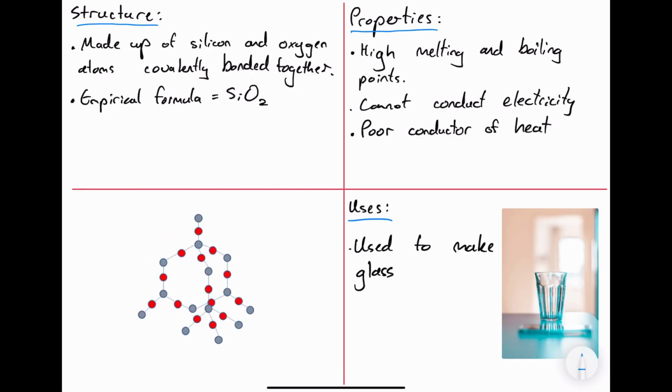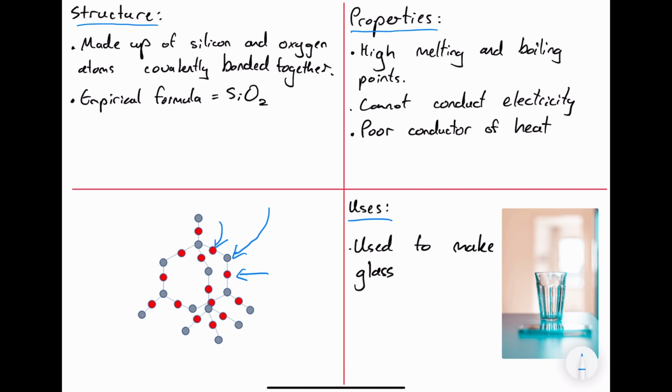The last giant covalent structure we're going to discuss is silicon dioxide. Silicon dioxide is made up of silicon and oxygen atoms covalently bonded together. The empirical formula is SiO2. This means for every 1 silicon atom, there are 2 oxygen atoms in the giant covalent structure.